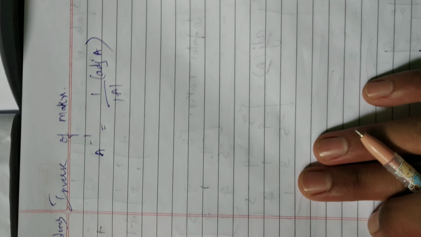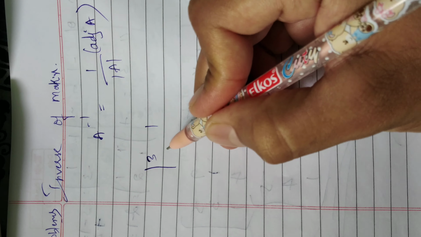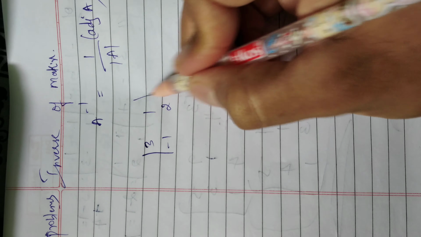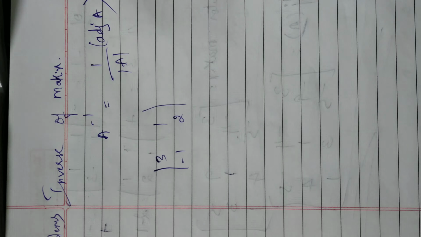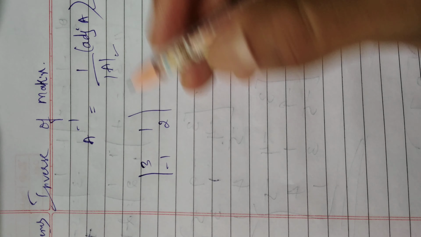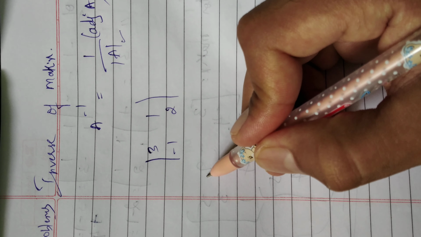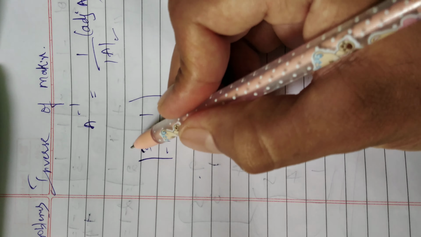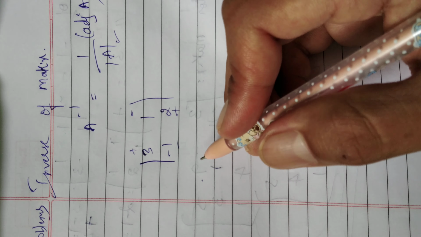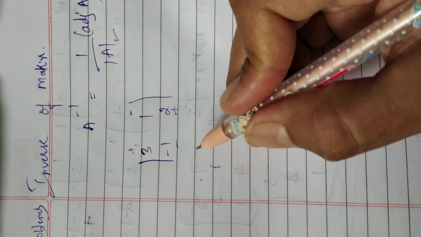Now we'll take an example. We'll find the inverse of this matrix: 3, 1, minus 1 and 2. As you know students, we have to find two things here. One is the adjoint, another is the determinant. First I will find the adjoint of the matrix. The signs are plus, minus and plus. How will you find the adjoint of a matrix? First you are supposed to find the cofactors of the matrix.